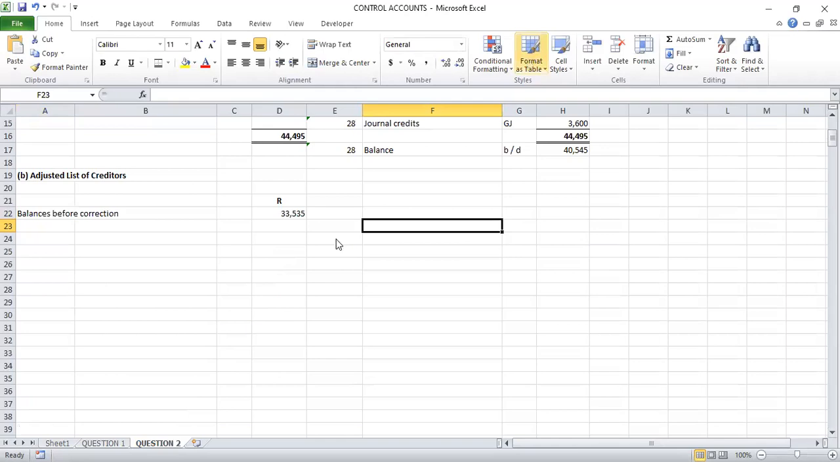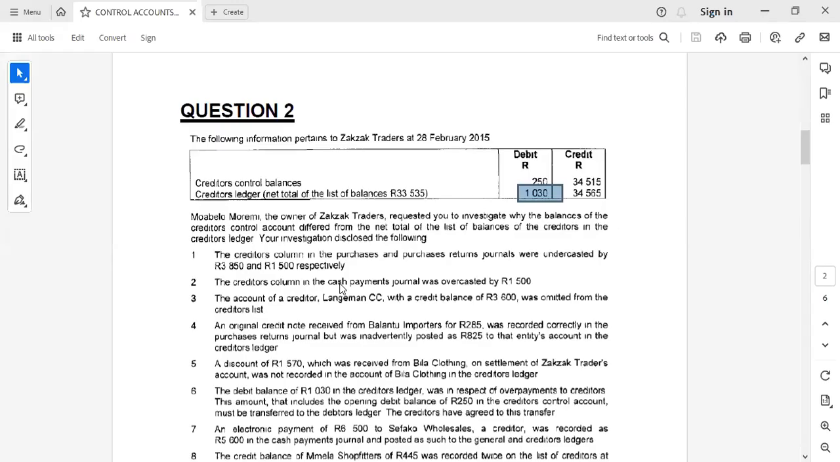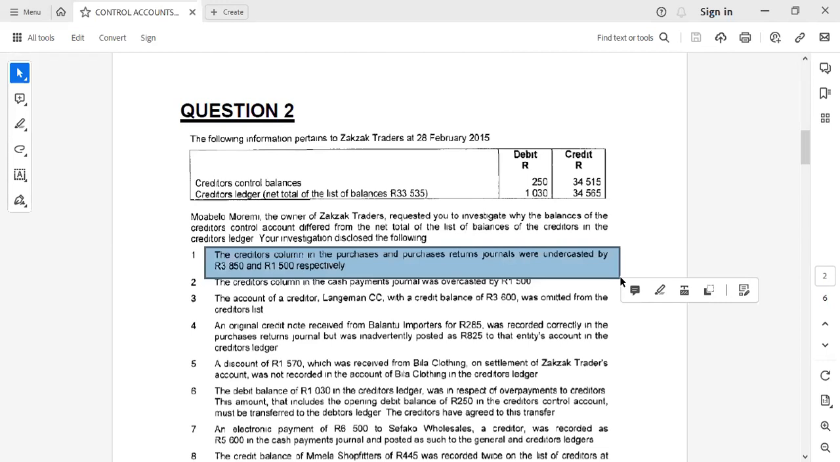We should remember that errors in totals of journals will affect the control account, but not the list. All right, so we'll start here. The creditors column in the purchases and purchases returns journals were undercast by 3,850 and 1,500. This will not affect the list because the list is made up of individual accounts. We record the transactions one by one. We don't record the totals. So errors in totals will not affect the list.